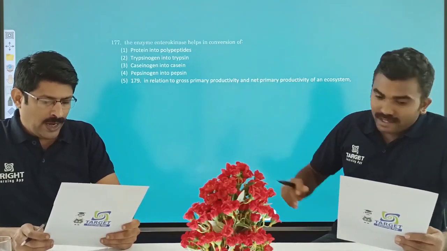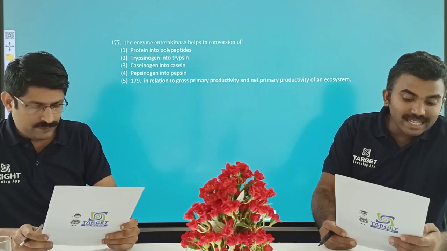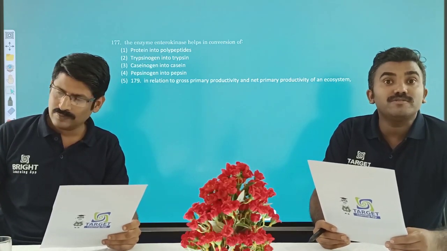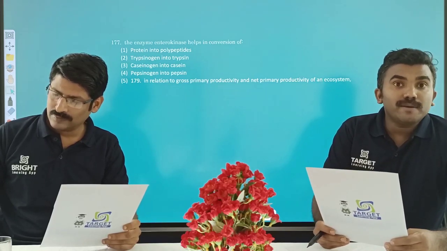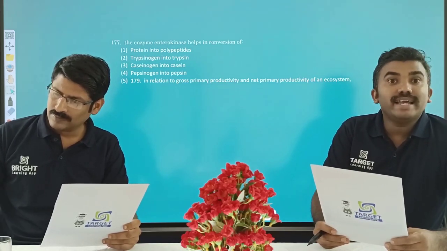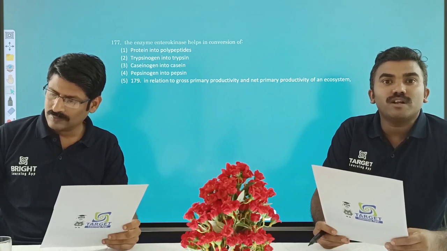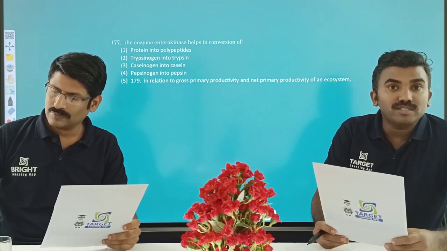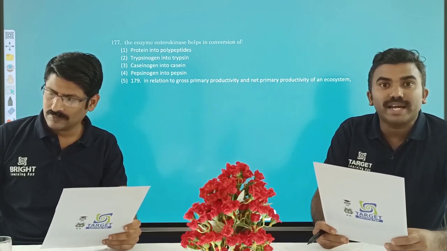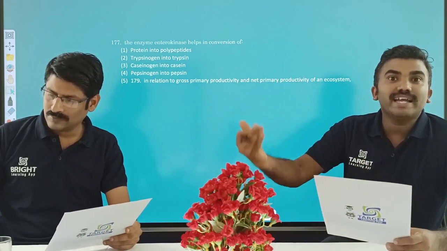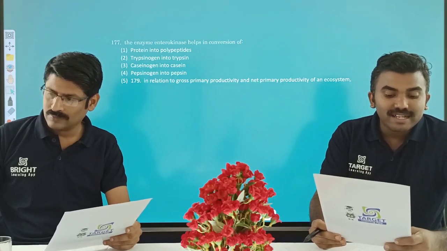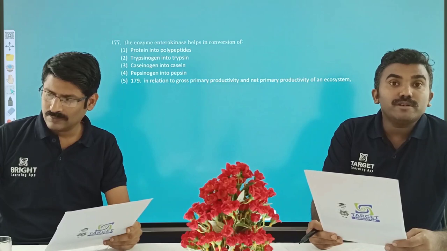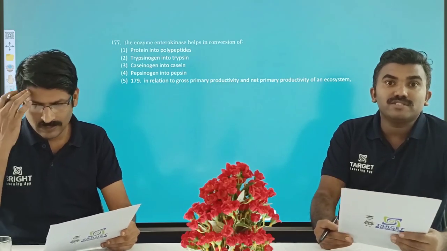And 177. The enzyme enterokinase helps in conversion of. The question is asked from the chapter digestion and absorption. Enterokinase is the enzyme produced by the intestinal wall of the small intestine. It converts trypsinogen, an inactive enzyme produced in the pancreatic juice, into the active one, trypsin. So the right answer is the second one, trypsinogen into trypsin. This is taken from page number 262 of NCERT first year.